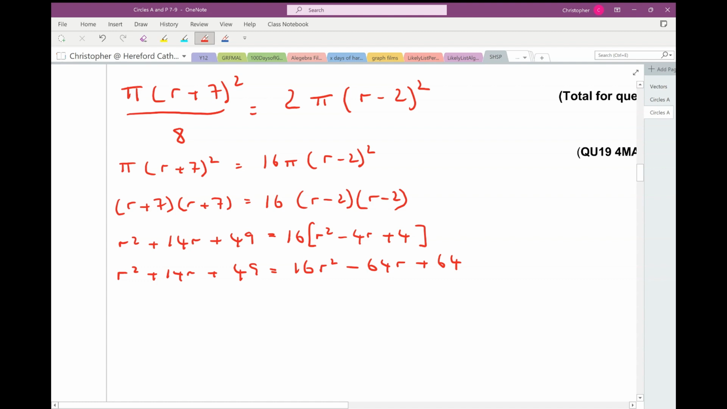I've multiplied out that bracket there. Now this is going to be a quadratic equation. I'm going to set it equal to 0. So I'm going to subtract r squared from both sides, subtract 14r from both sides, and subtract 49 from both sides. That leaves me with 0 there. I'll only have 15r squareds now. I've got minus 64r, and I'm taking away another 14, so that's minus 78r. I've got plus 64, take away 49, leaves me with plus 15.